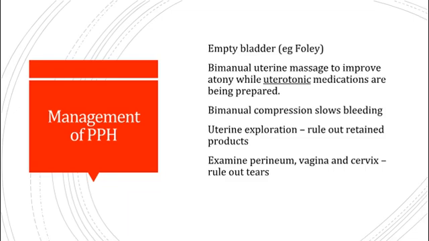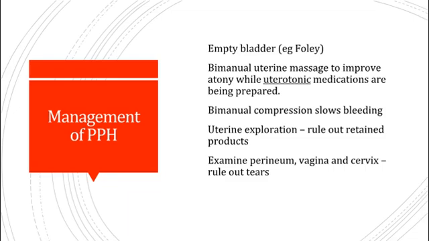Next, perform bimanual uterine massage to stimulate uterine contractions. Remember that 70% of postpartum hemorrhages are caused by uterine atony. One hand should be placed internally in the vagina, while the other applies external pressure through the abdominal wall on the uterine fundus. This technique helps identify uterine atony as a cause of PPH. Bimanual compression of the uterus can significantly reduce bleeding.